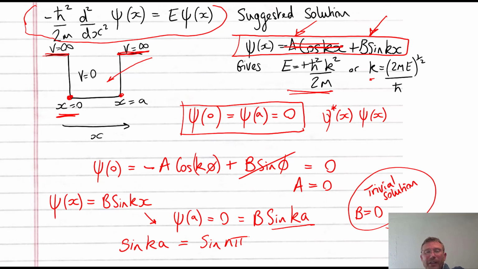So this now tells us that ka is equal to n pi, so k is equal to n pi over a. And that leaves us with a new improved solution to this expression. In our solution, we're going to replace the k with n pi over a. Let me write that on a new slide. So let's write this solution down once again.